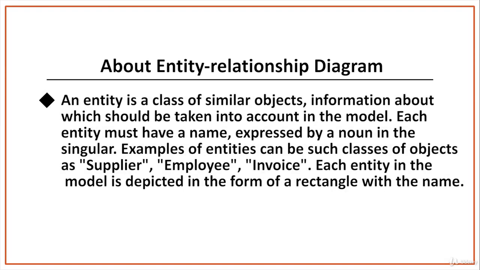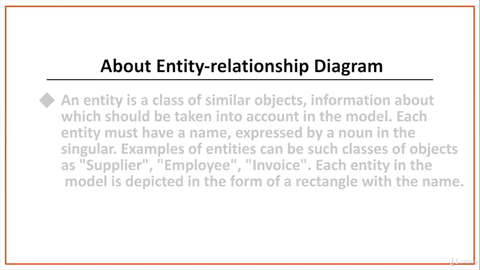An entity is a class of similar objects, information about which should be taken into account in the model. Each entity must have a name, expressed by a noun in the singular. Examples of entities can be such classes of objects as supplier, employee, or invoice. Each entity in the model is depicted in the form of a rectangle with the name.